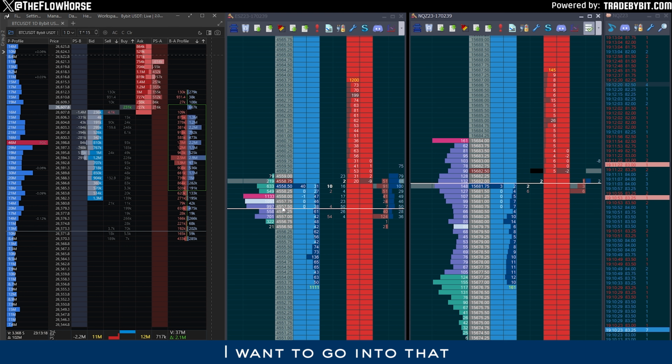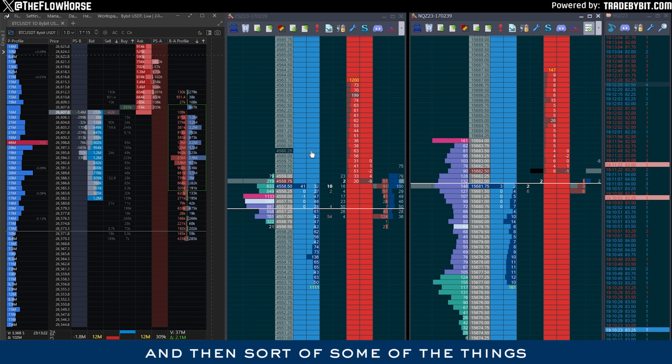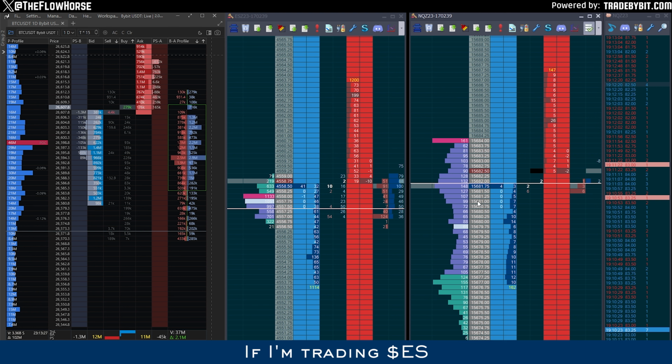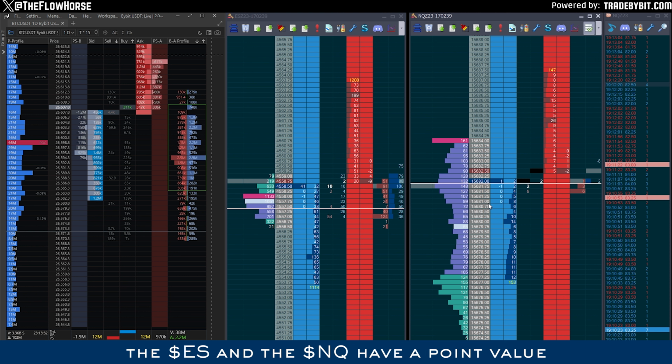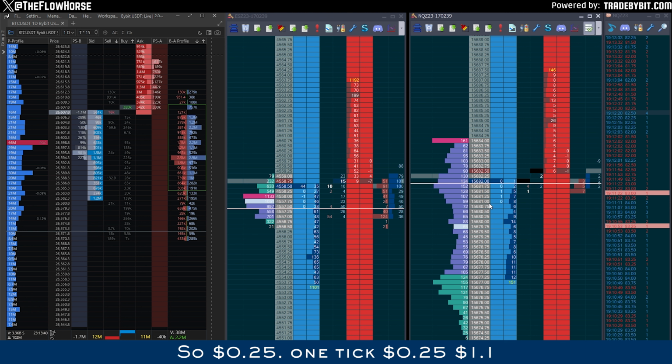So I briefly want to go into that before I go into every little thing that you're looking at, and some of the things we will want to pay attention to, some other things we could pick up on as well. The ES and the NQ have the same tick size, not the value in terms of money, but the actual tick. So 25 cents, one tick.